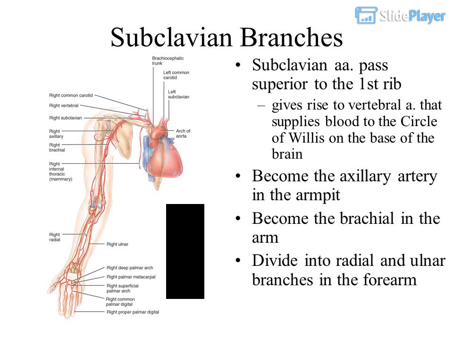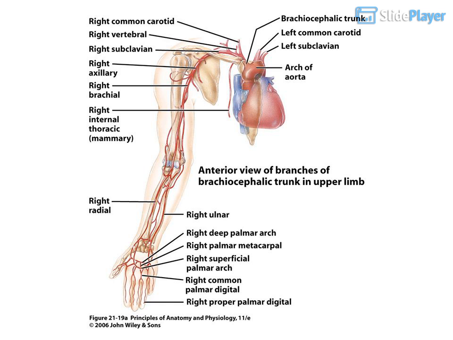Subclavian branches. The subclavian arteries pass superior to the first rib. They give rise to the vertebral artery that supplies blood to the circle of Willis on the base of the brain. They become the axillary artery in the armpit, the brachial in the arm, and divide into radial and ulnar branches in the forearm.